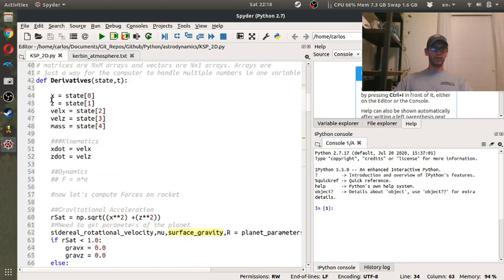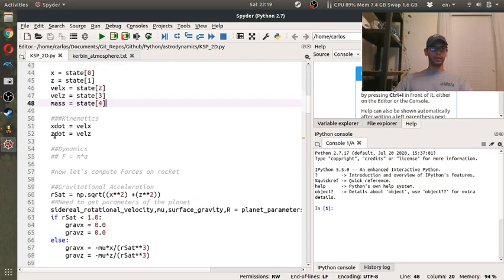The derivatives is the 2D model, so I've got an x coordinate and a z coordinate. I've got two velocity states, and I've got mass because I model the mass of the vehicle. The first derivative of x and z is just the velocity. Those are the kinematic equations. The dynamics, you've got F equals ma, so you need all the forces on the body.